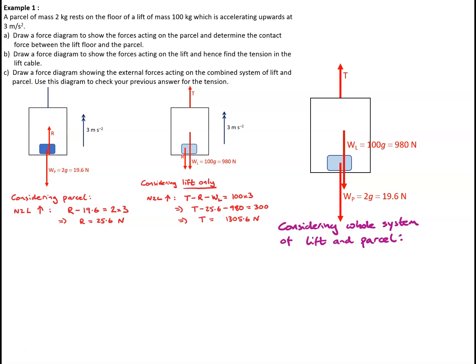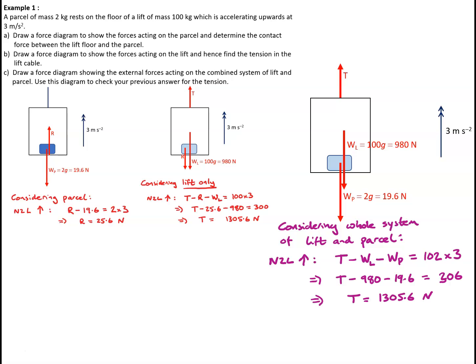For the whole system, we know it's accelerating upwards at 3 meters per second squared. So applying Newton's second law to the whole system, we've got T minus the weight of the lift minus the weight of the parcel must equal 102, that's the mass of the whole system, times 3. So that gives me T minus 980 minus 19.6 equals 306. In other words, T is 1305.6 newtons, exactly as we had when we considered the lift only.